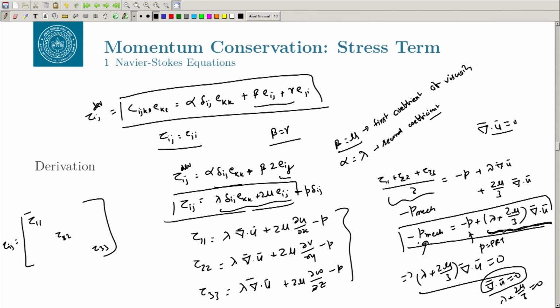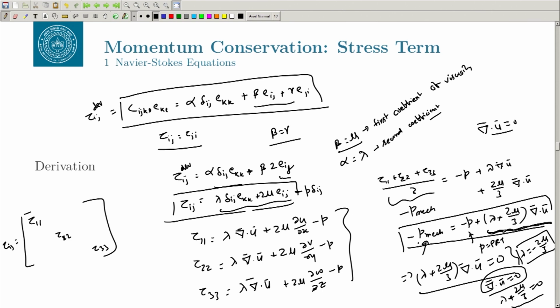Okay. In other cases you get this situation lambda plus 2 mu by 3 equal to 0, that gives you lambda equal to minus 2 mu by 3. So, we are relating your second coefficient of viscosity with the first coefficient of viscosity, and this is called the Stokes hypothesis. And why is it a hypothesis? Because you cannot prove it. It can be proven if the only mode of energy is the translational mode, but in other cases it is a hypothesis, but it works well for most situations.